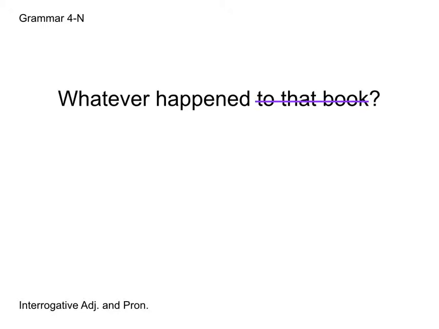Whatever happened to that book? And book is our OP. That's super helpful because now all we have left is whatever happened. And we can see from this that whatever is our subject and happened is our verb. So pretty straightforward, and honestly, when you think about it, this is a very basic sentence. Think about how you would diagram that. You've got your subject, you got your verb, and then you have your prepositional phrase coming off of that verb. Pretty straightforward.